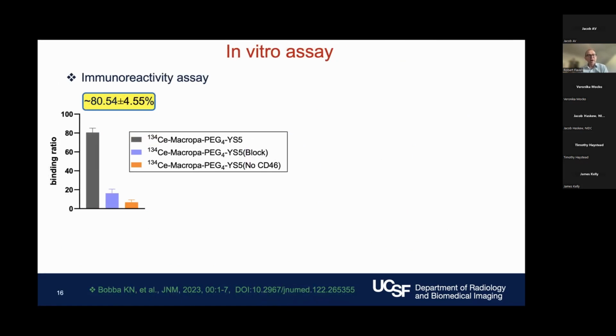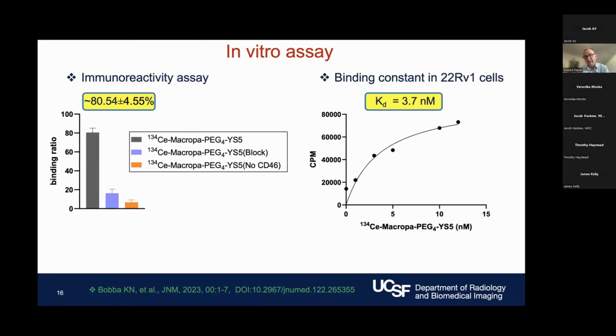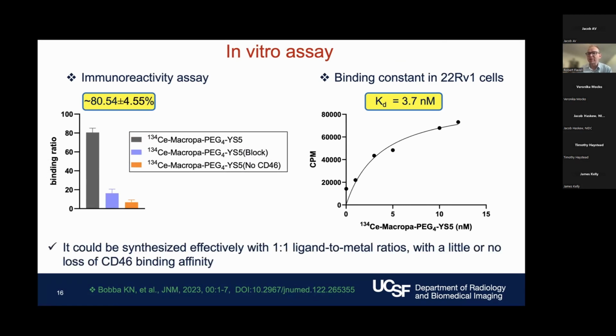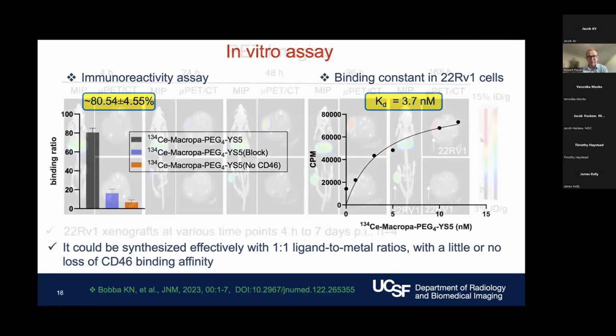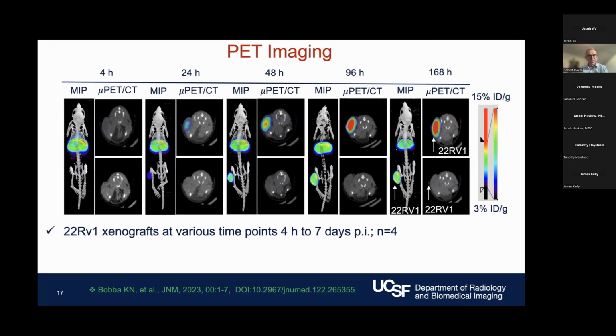So we did some biological validations of this Cerium-134 Macropa YS5. The immunoreactivity of it was preserved as expected, and we had good binding to the CD46 positive 22RV1 cell line, the KD of 3.7 nanomolar. And so therefore, this radiopharmaceutical could be synthesized effectively with 1-to-1 ligand to metal ratios and little or no loss of CD46 binding activity. We then went and did PET imaging studies in the 22RV1 xenograft model.